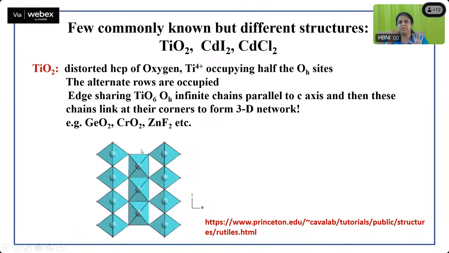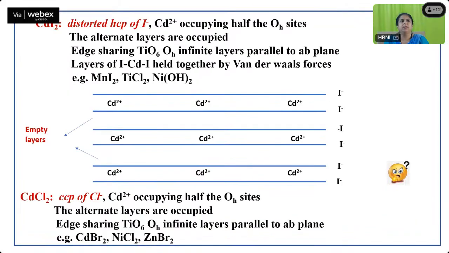So I hope this is somewhat clear because I'll repeat it fast. Distorted HCP of oxygen, titanium occupying half the octahedral sites, and alternate rows are occupied so that you have edge shared TiO6 along the C axis, and they are linked with corners along the AB axis to form a 3D network. Okay.